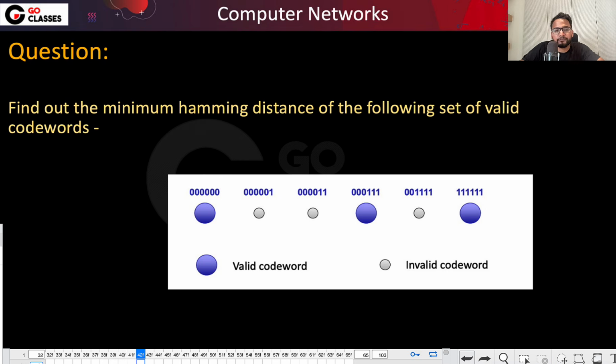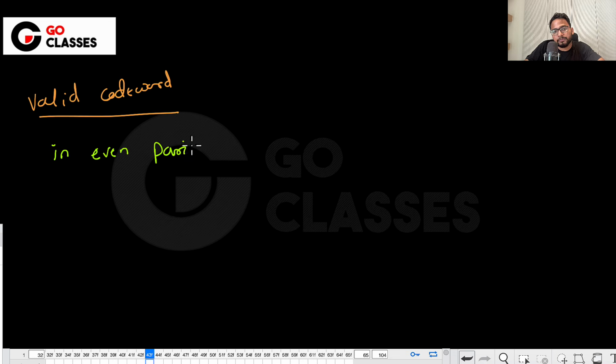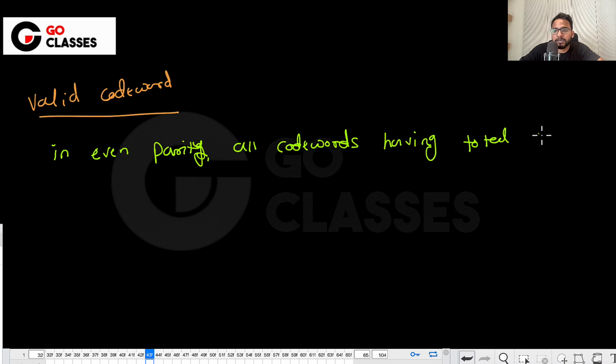For example, let's suppose I ask you the valid code word. A valid code word is, in even parity, all code words having a total even number of ones are valid code words, right? Total even number of ones.